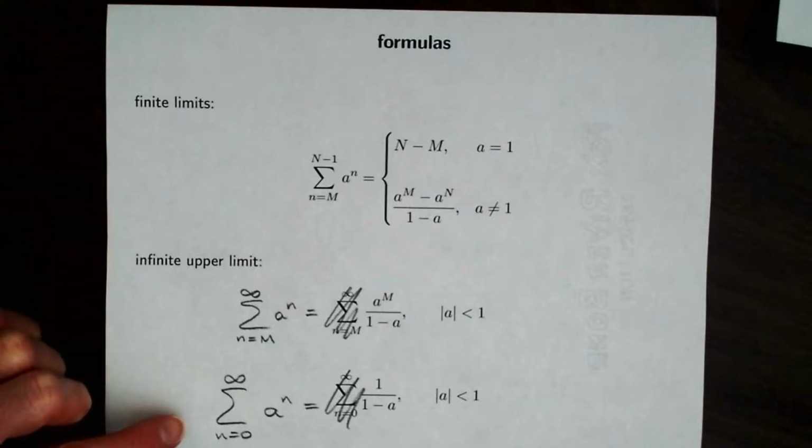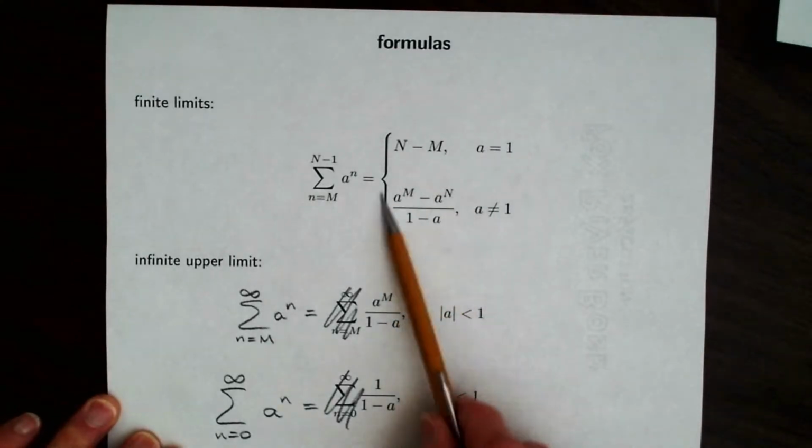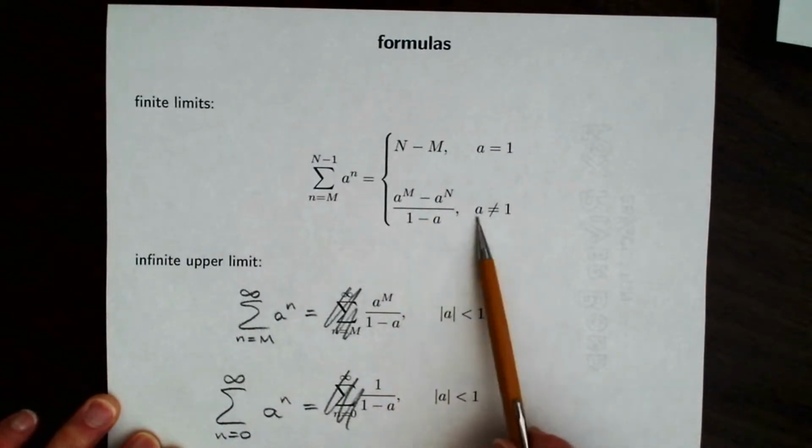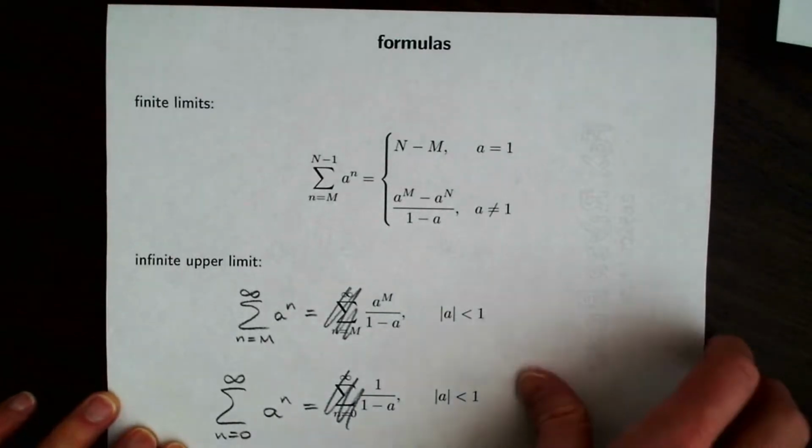Probably the two most common cases that you'll encounter are this case here, where a is not equal to 1, so finite limits, a not equal to 1. And then this other case is very common, where you have the upper limit being infinity, the lower limit being 0. But again, that holds only if the magnitude of a is less than 1. So let's jump into this and take a look at these different cases.